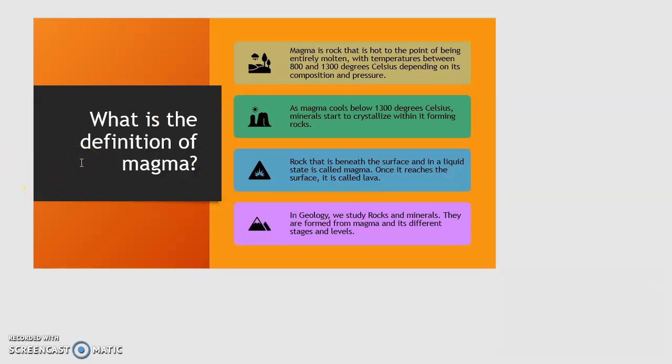Magma is rock that is hot to the point of being entirely molten, with temperatures between 800 and 1300 degrees Celsius, depending on its composition and pressure.